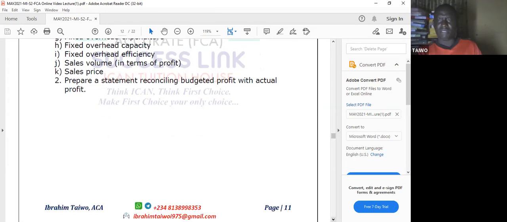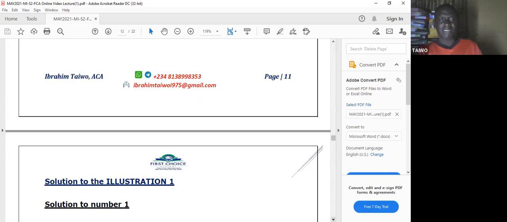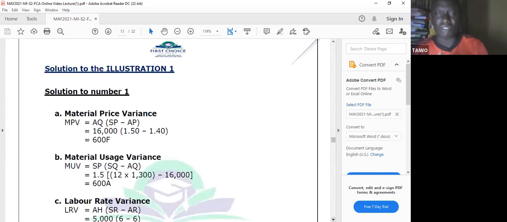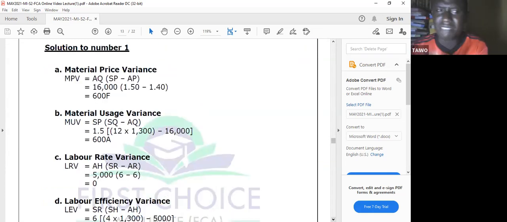Now, if you look at it very well, what is your material price variance? My material price variance simply means the difference between the standard price I set and the actual price I incur of the materials. So in the exam, if the examiner asks me to compute material price variance, immediately you hear price variance, you know that the variance you are looking for is the variance in the price you are buying the materials.